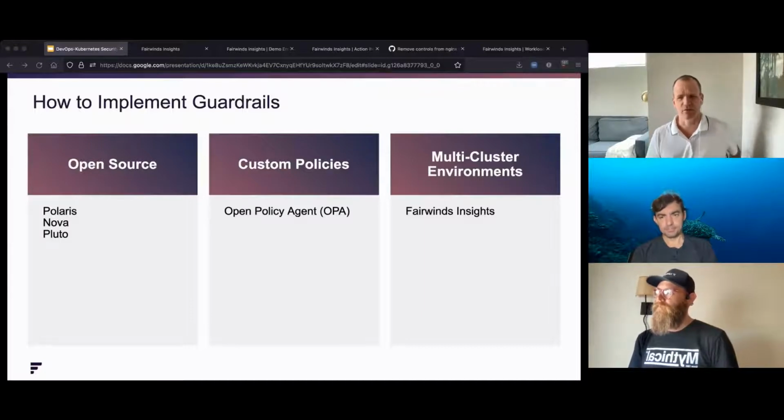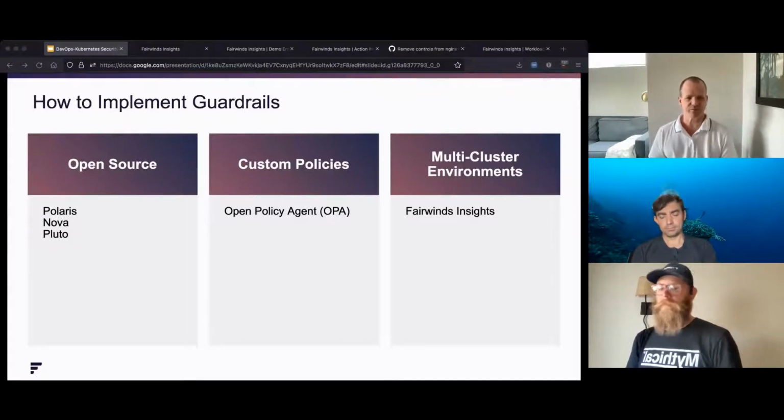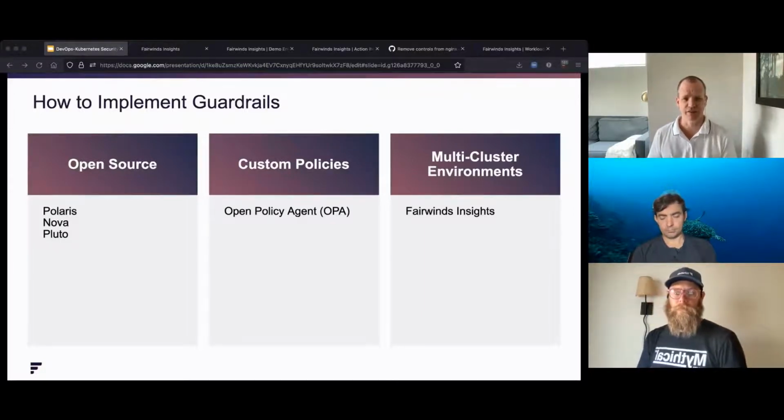Nova is a really cool tool that helps you find out-of-date deployments of Helm charts, and I believe there's also some image capabilities recently in there as well.